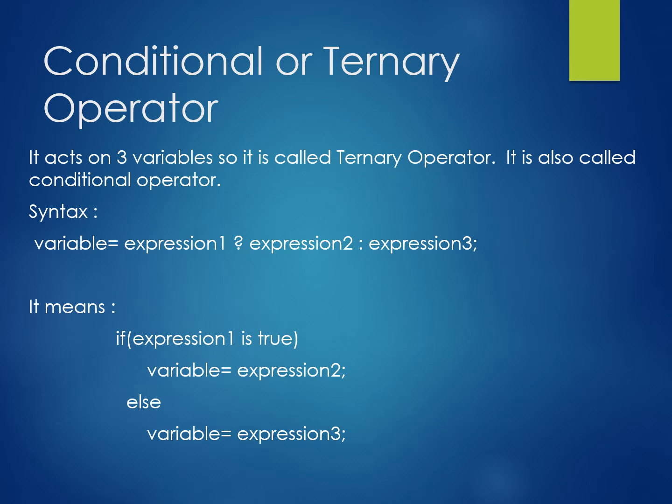Now the conditional or ternary operator. Since it acts on three operands, it is called the ternary operator. It is also called the conditional operator. It takes three operands: a condition followed by a question mark, then an expression to execute if the condition is true, followed by a colon, and finally the expression to execute if the condition is false. This operator is frequently used as an alternative to the if-else statement. In simple words, if expression 1 is true, variable equals expression 2, else variable equals expression 3.